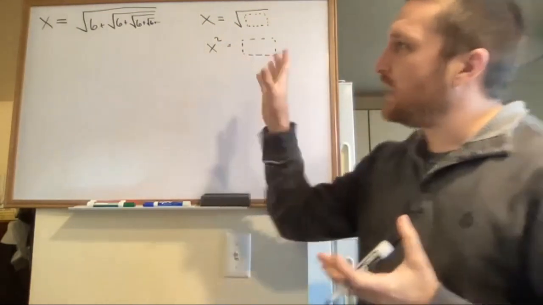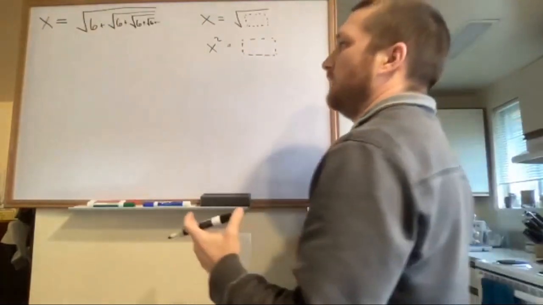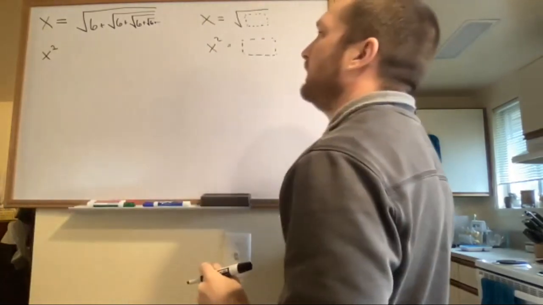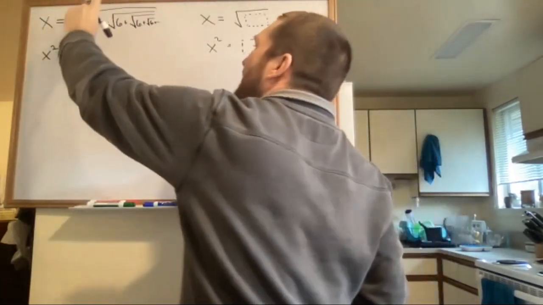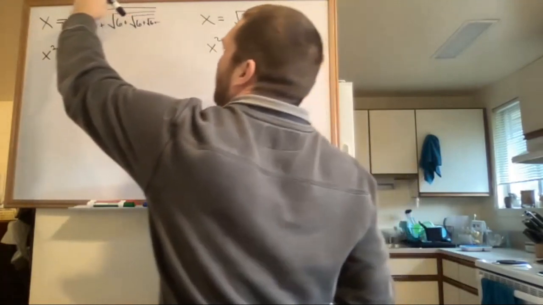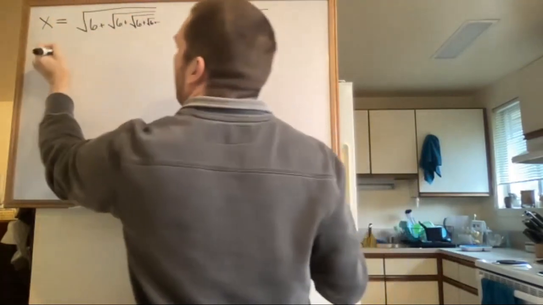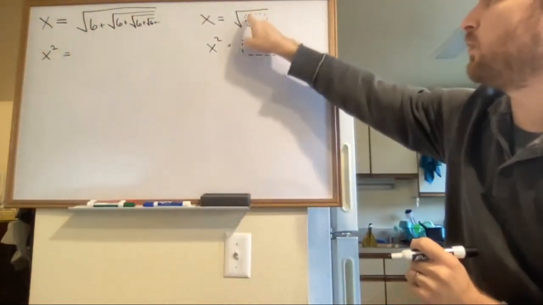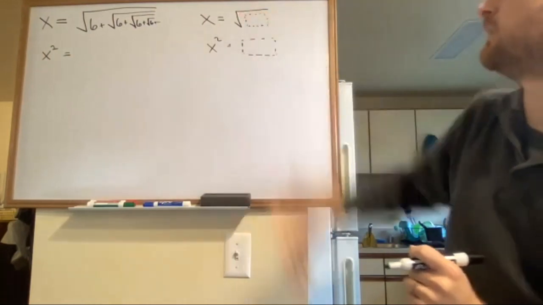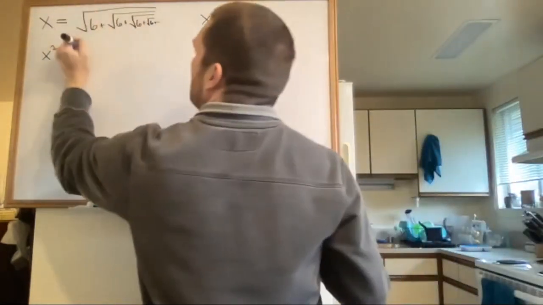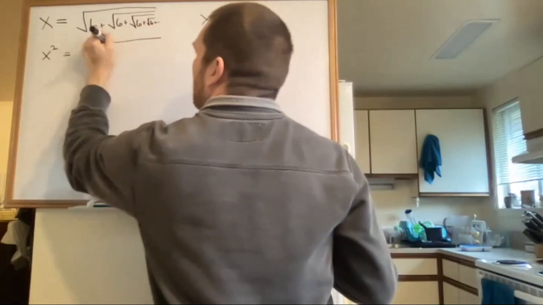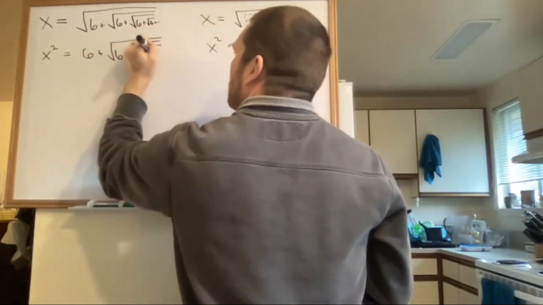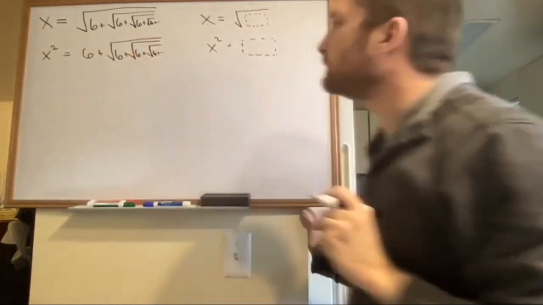So when I do that, I square the left-hand side and I get X squared. Now, when I square the right-hand side, I guess that kills that first root right there, and I'm left with, just like how I have here, right? I square it and it gets rid of that root, and then whatever is inside of it is still there. And so this gives me 6 plus the square root of 6 plus square root of 6 plus square root of 6 and so on, right?